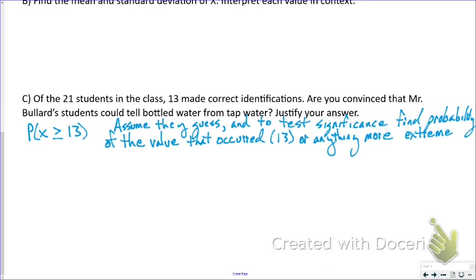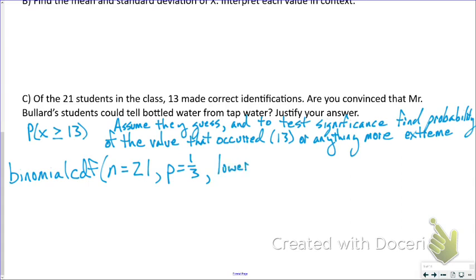So you jump to binomial CDF. You've already defined the distribution on part A, so you don't need to redefine it. But here's all the calculator speak if you need it. This time the lower is 13 and the upper is 21. And when you do that, you get a tiny probability. You get 0.0068. This is very unlikely to have happened, and yet it did happen.